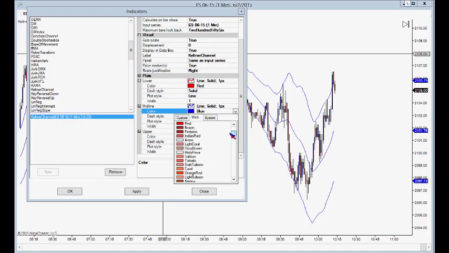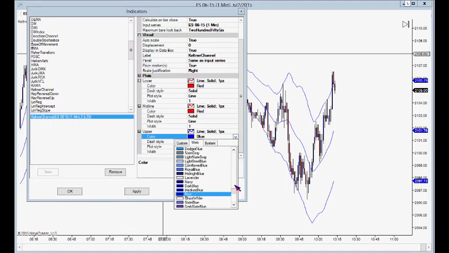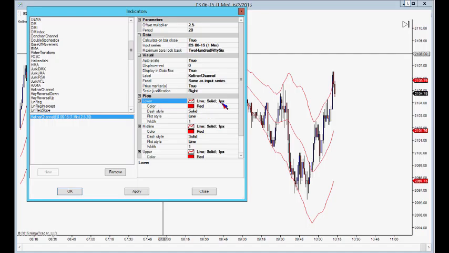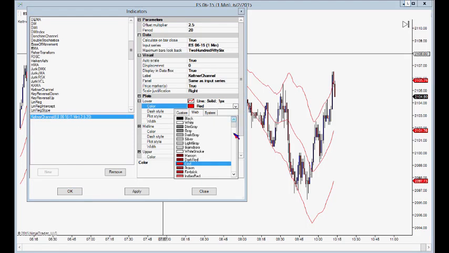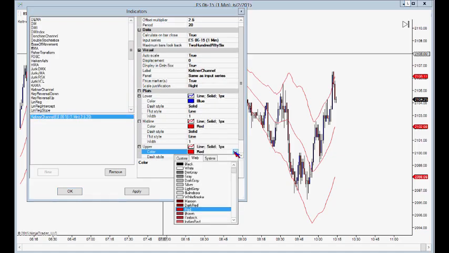Click on blue, and find red. Red. I'm just showing you how to do it. So maybe some people say, well, I don't like red, I like blue. So we're going to click on the red. I'm showing you how easy it is. That's all. Blue. Let's make the upper and lower blue.